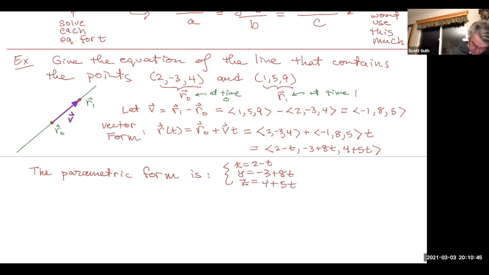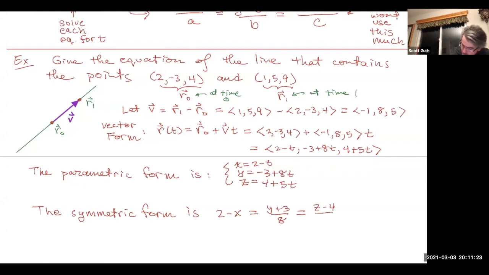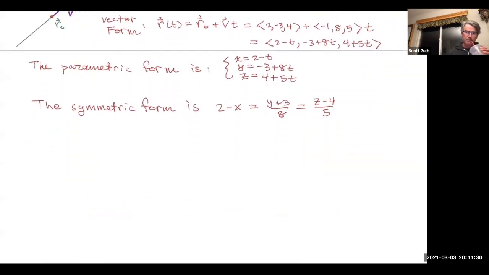Okay, and then the symmetric form that I don't care about here, you'd solve each equation for t. So the first one, I think you'd get, when you get like a 2 minus x equals y plus 3 over 8 equals z minus 4 over 5. Just solving each of those for t. And recognizing that they are therefore the same. Okay, any questions about that?